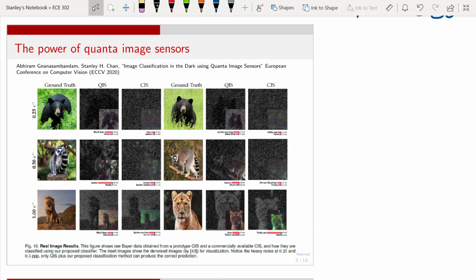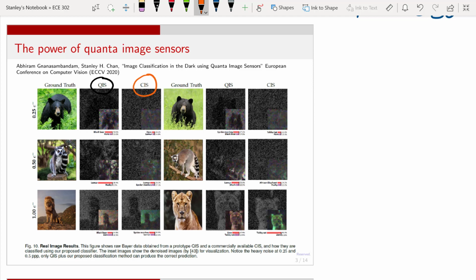Here is a very latest work that our group has been publishing in the European Conference on Computer Vision. Here we are comparing this new type of image sensor, the QIS, versus the conventional CMOS image sensor, or CIS in short. We are using this new sensor to perform very, very low light image classification.